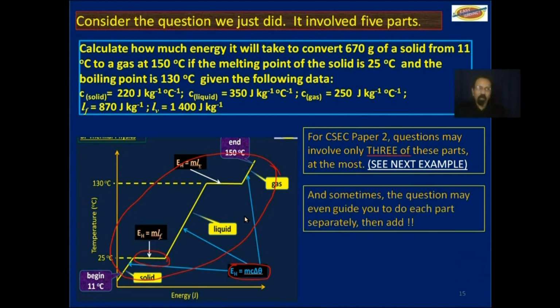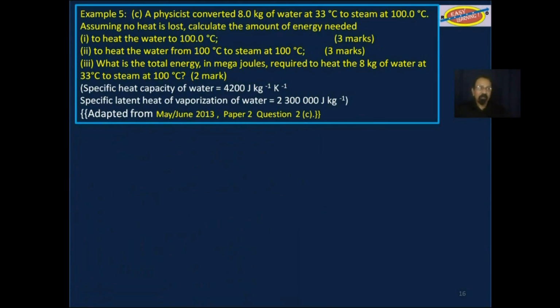So let's look at an exam question from a past CSEC paper, and they even make it much easier than what we just did. The question is adapted from May-June 2013 paper 2, question 2C. A physicist converted 8.0 kilograms of water at 33 degrees Celsius to steam at 100.0 degrees Celsius. Assuming no heat is lost, calculate the amount of energy needed, and they have this in 3 parts.